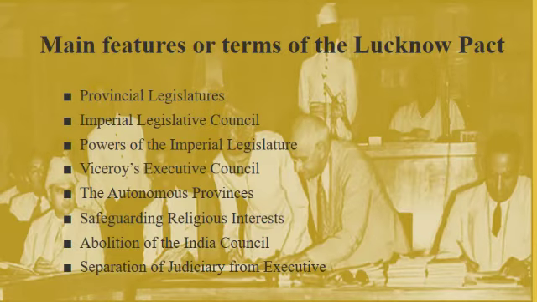No legislative council, imperial or provincial, shall proceed with any bill or resolution affecting one or the other community if 3/4 of the members of that community oppose it on the ground that it would adversely affect their interests. The Council of the Secretary of State for India operating from England should be abolished. Then separation of judiciary from executive. In other words, the judiciary should be separated from the executive. So these were the main features or terms of the Lucknow Pact. Total 8 terms are there. Learn any 4.